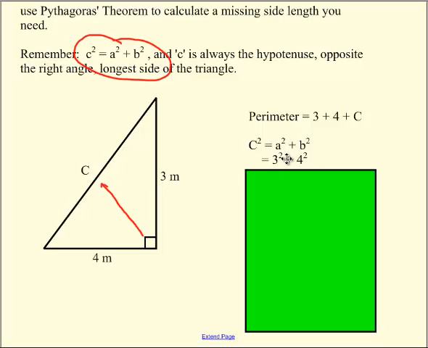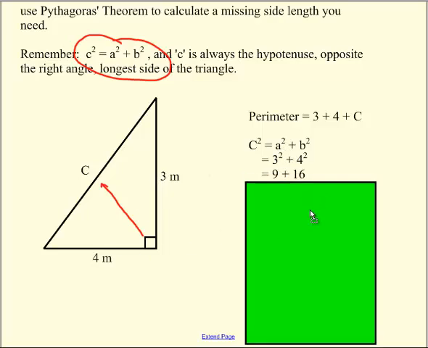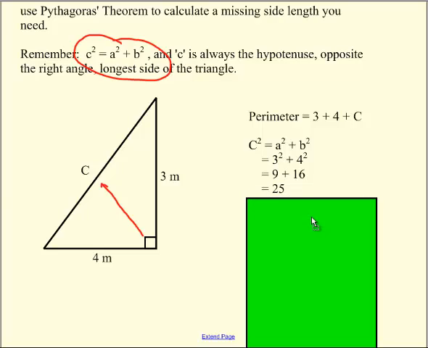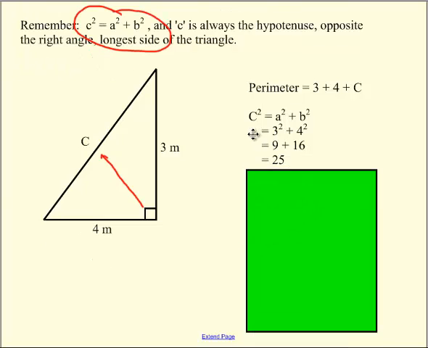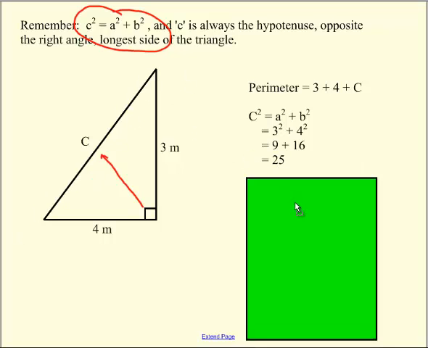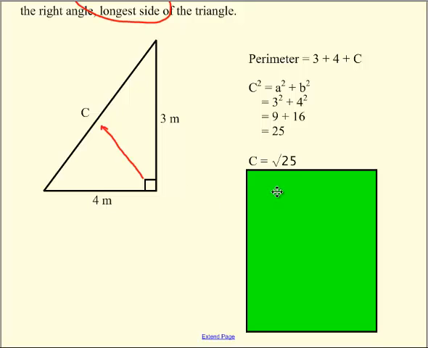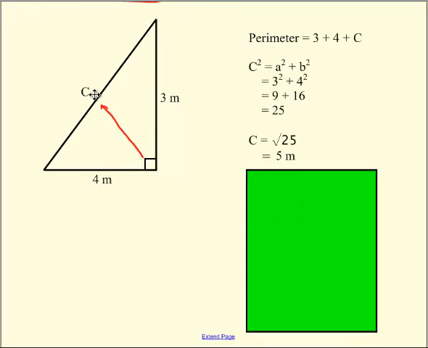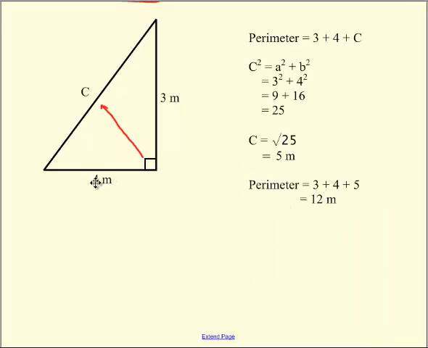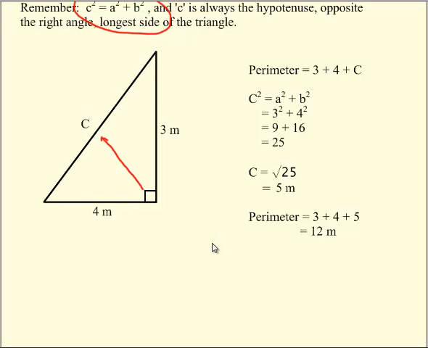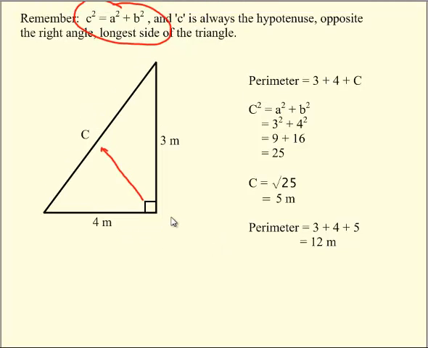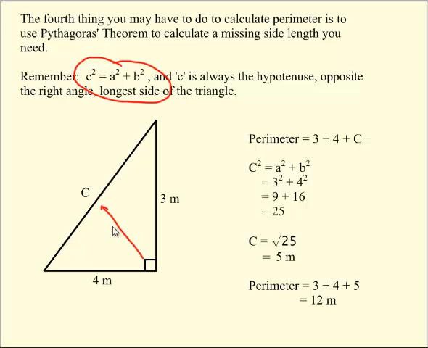So we've got 3 squared plus 4 squared, subbing in our two other sides. That gives us 9 plus 16, 25 all up. So that means that this side here squared equals 25. So we need to square root that number, and it'll give us 5 meters for the length of C. Once we've got that, add all three lengths together. 3 plus 4 plus 5 gives us our perimeter of 12 meters. So that should be just a refresher for most of you.